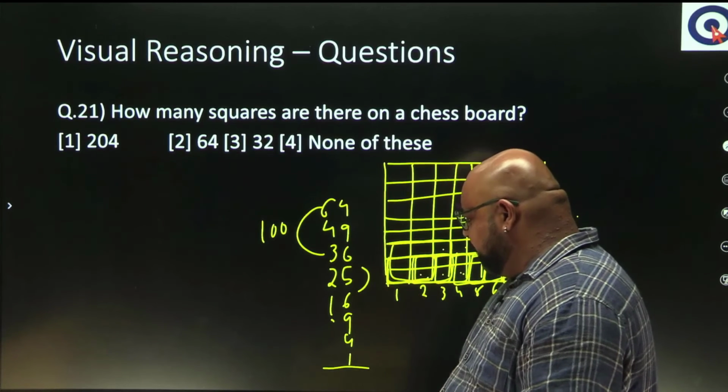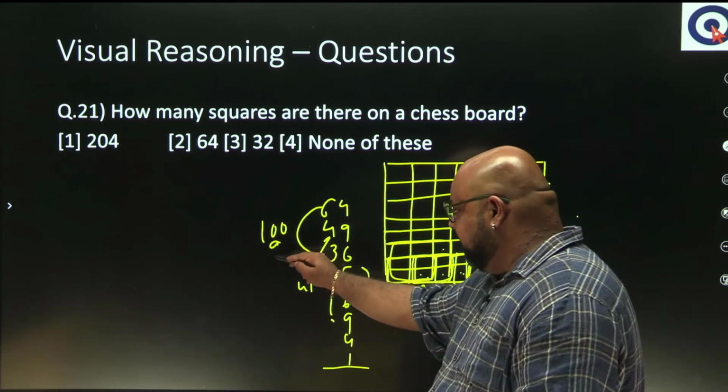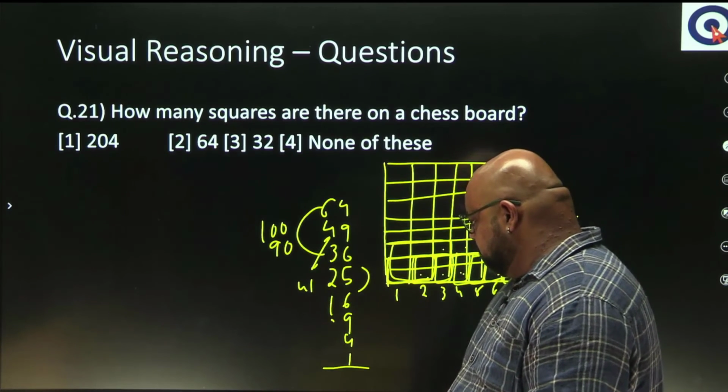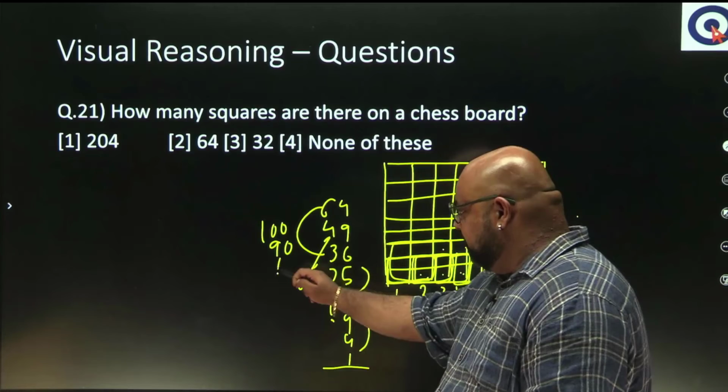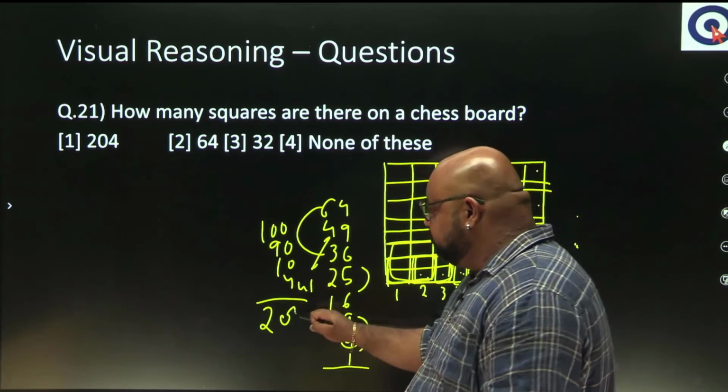25 and 16 is 41. 41 plus 49 is 90. 9 plus 1 is 10. And then there is a 4. Therefore, the answer becomes 20.